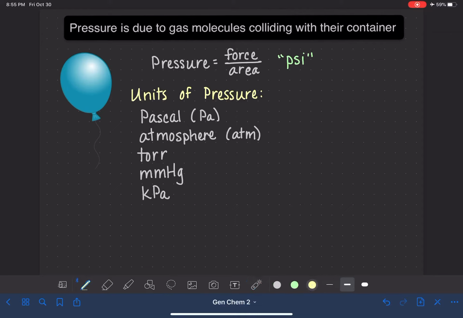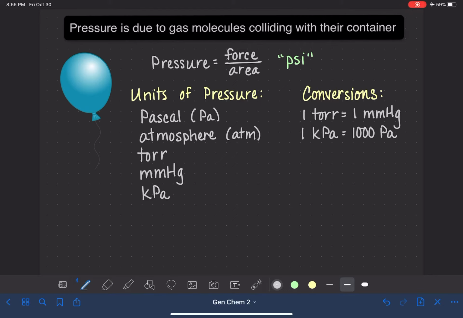In terms of knowing how to convert back and forth between these different units of pressure, I'm going to give you a list of a few of the different conversion factors. First of all, probably the easiest one to remember, the torr and the millimeter of mercury are identical in terms of their magnitude. So 1 torr is always equivalent to 1 millimeter of mercury. And of course, also another pretty easy one, especially if you're familiar with metric prefixes, a kilopascal is, as you can imagine, 1,000 pascals.